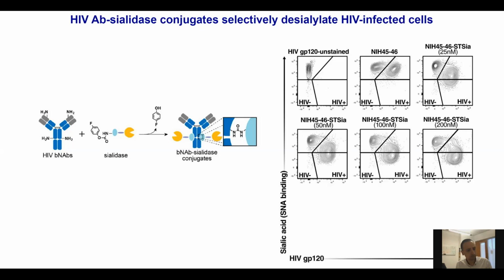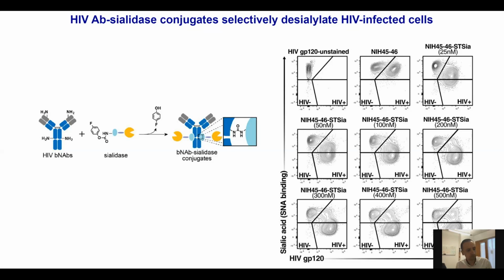We can increase the concentration of the conjugate, and you can see a nice dose-dependent reduction in the level of sialic acid from the surface of HIV-infected cells, but not from the surface of HIV-uninfected cells. So we know there is some specificity to the conjugate in removing sialic acid only from the surface of HIV-infected cells. And the next obvious question: does that lead to potentiating NK killing against these cells?